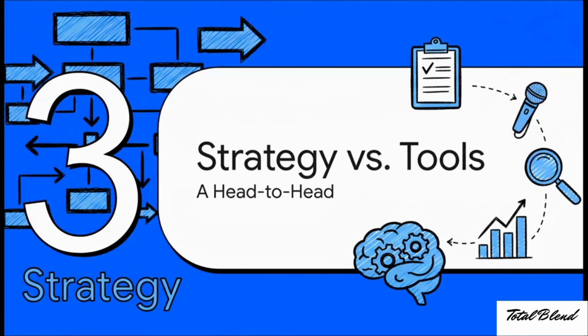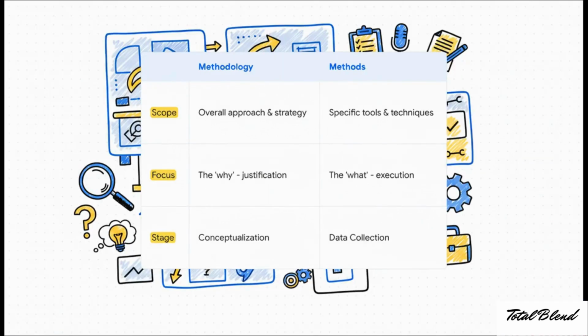All right, now let's do a direct head-to-head comparison of the two terms that cause all the trouble: methodology and methods. I think seeing them side by side like this makes the difference pop. This table just nails it, doesn't it? Let's look at the scope. Methodology is your big picture, your overall strategy. Methods, they're the specific tools you use. Now, what about the focus? Well, methodology is all about the why. It's the justification for your entire approach. Methods, on the other hand, are about the what and the how, the actual techniques you're using. It all comes down to planning versus doing.